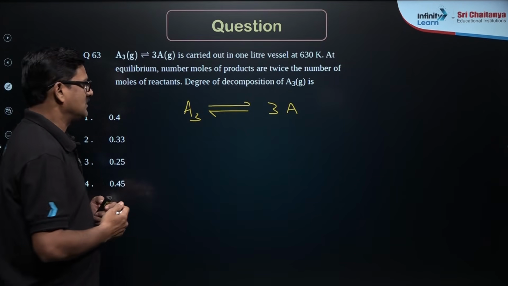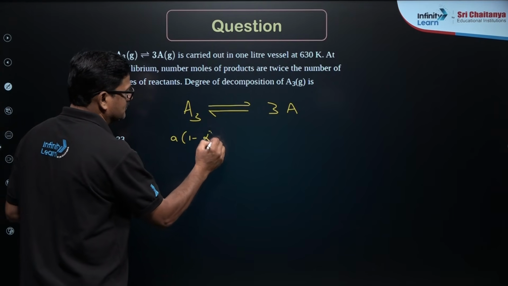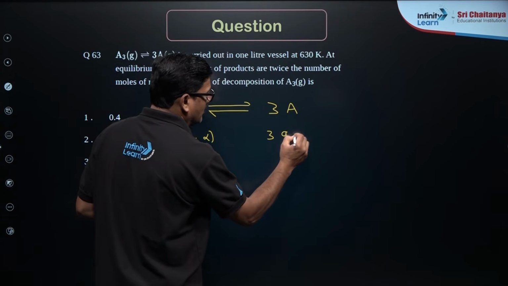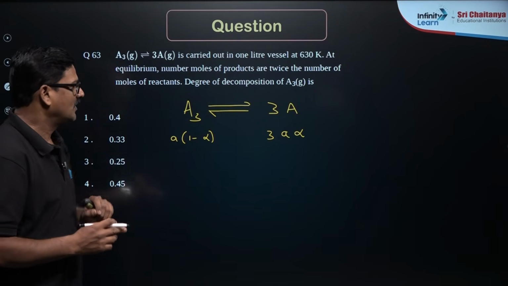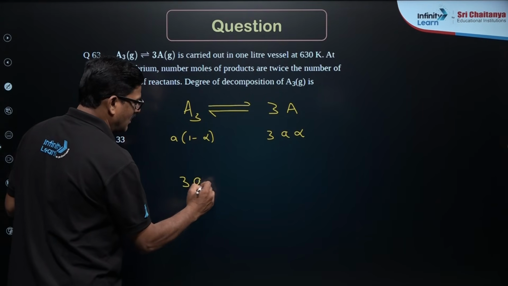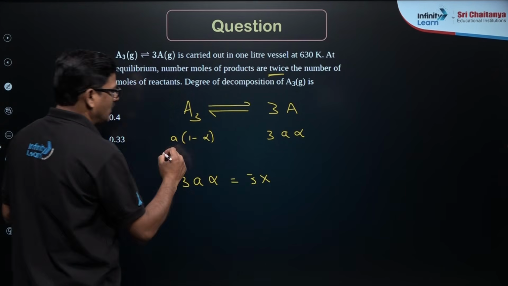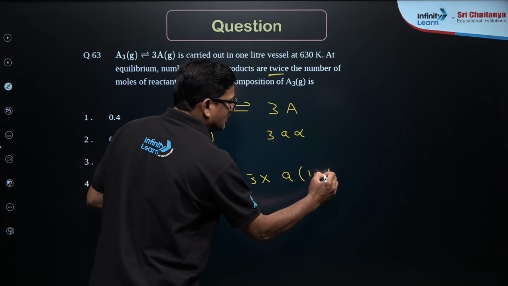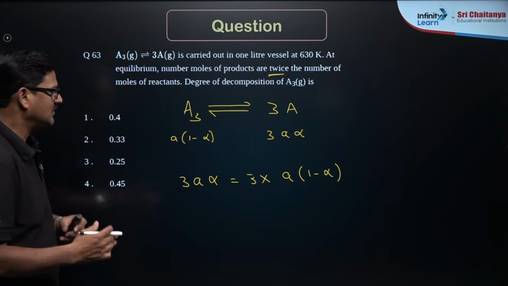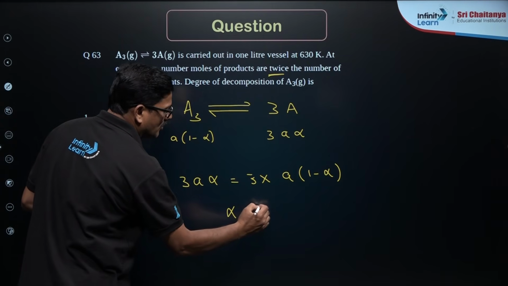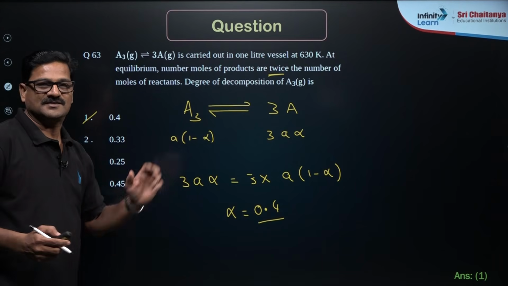So in this decomposition, at equilibrium, you can say A(1 minus alpha) and 3A alpha is the number of moles. And the given condition, number of moles of products, 3A alpha, is equal to twice 3 into A(1 minus alpha). So you can solve for alpha. A will be struck off and you are going to get alpha as 0.4. Option 1 is the correct answer for this question.